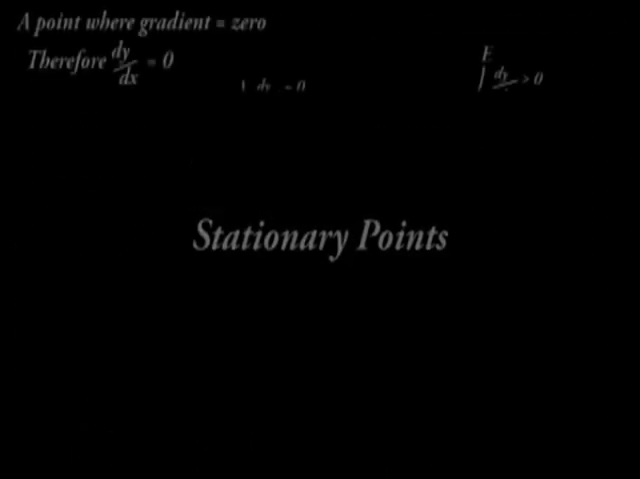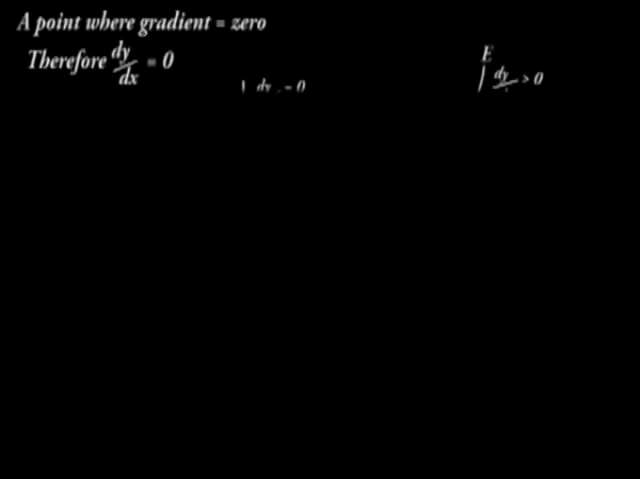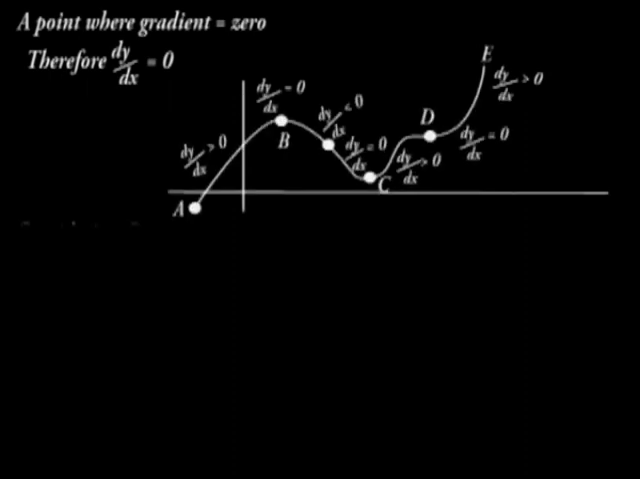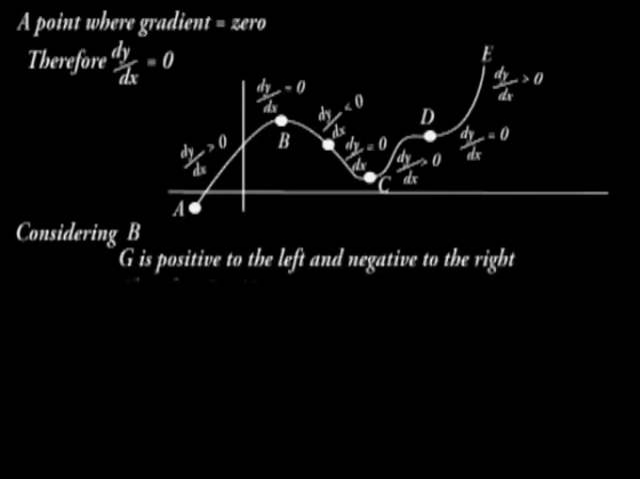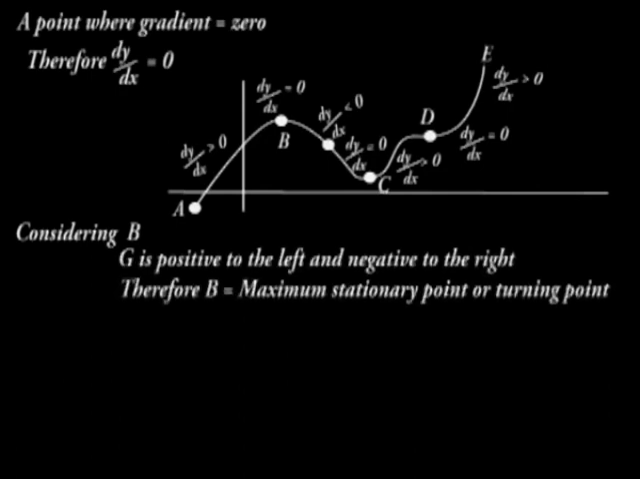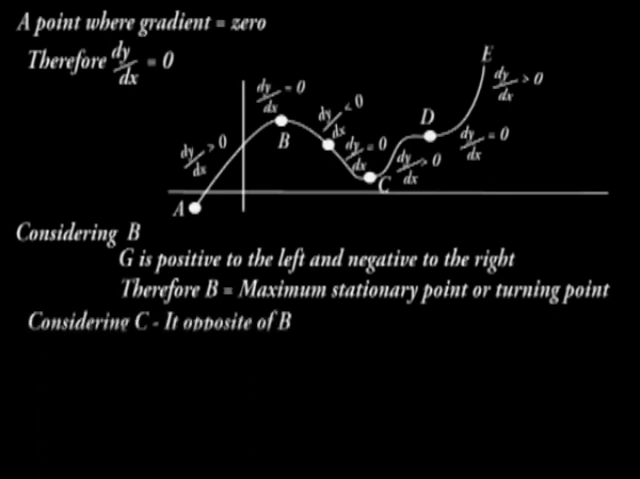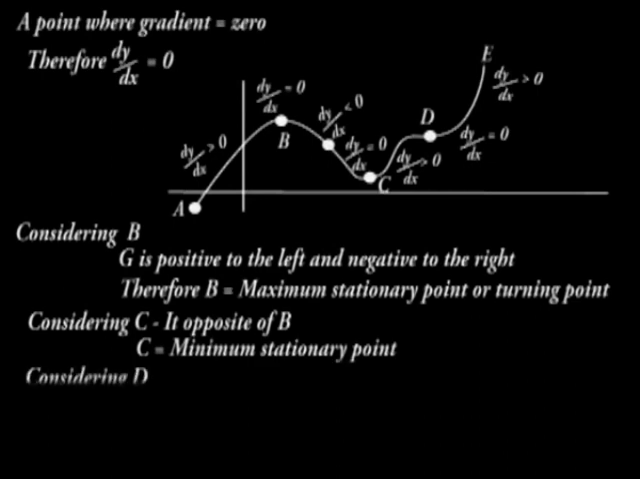Stationary points. A stationary point is a point where the gradient is 0. That is, dy over dx is equal to 0. Consider the figure below. At point B, the gradient is positive to the left and negative to the right. Therefore, B is a maximum stationary point or turning point. For C, it is the opposite of B. C is a minimum stationary point.